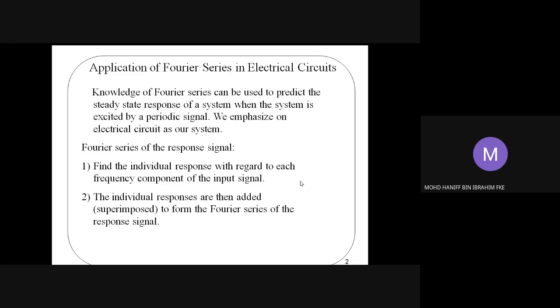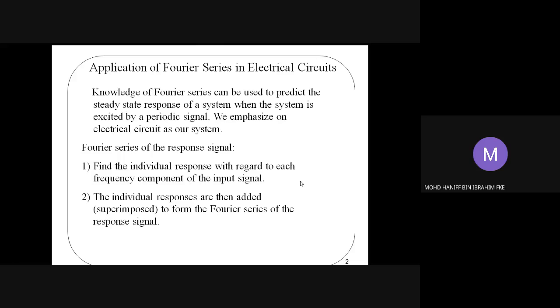That should be the case. And in this particular case, we are going to apply or emphasize on electrical circuit. So our system that will be of interest to see the effect, I mean, the application of Fourier series will be the electrical circuit.